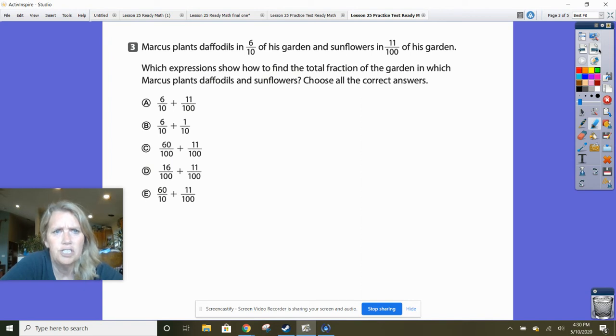Which expressions show how to find the total fraction of the garden in which Marcus plants daffodils and sunflowers? Choose all the correct answers.